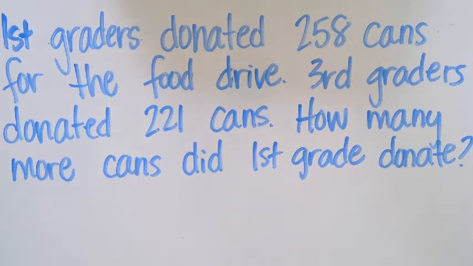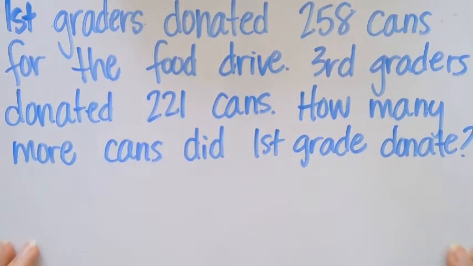All right. So we know that when we're working with a word problem, we're not just looking at the numbers, but we have to recognize what those numbers represent and what the question is asking us to figure out. So go back to the question mark. How many more cans did first grade donate? This question already tells us that first grade did donate more. We need to figure out how many more that they did donate.